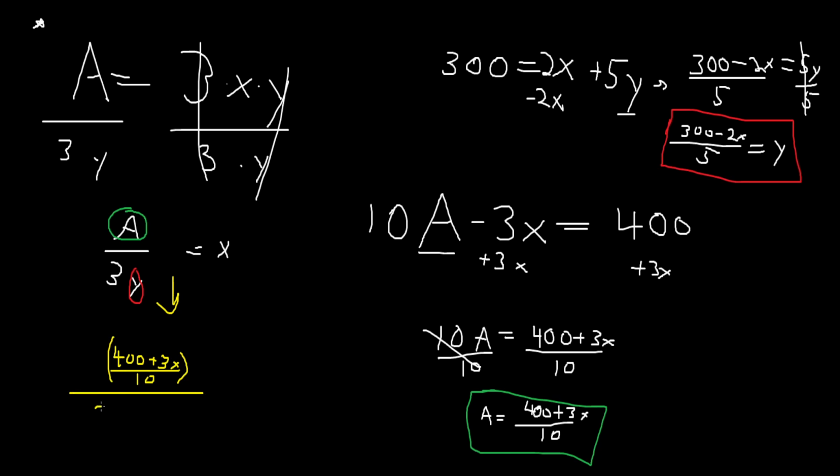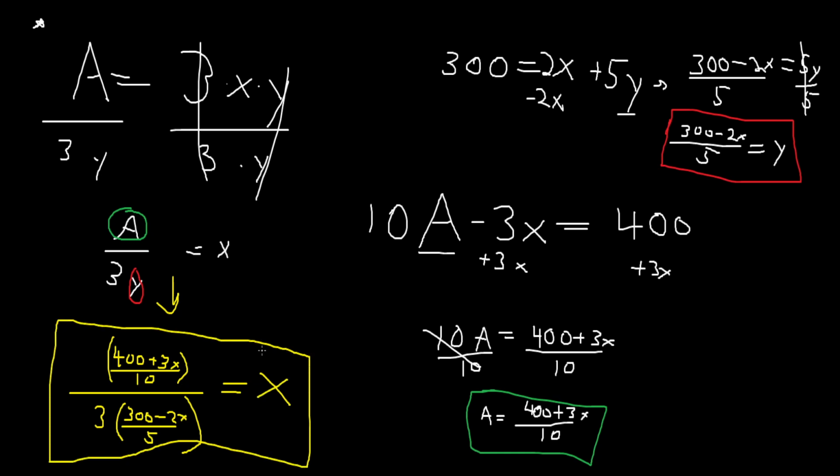All of that divided by 3 times 300 minus 2x over 5. Okay, and all of that is equal to x. So right now, I know this looks like a big mess, but here's the thing. Now we only have one variable.